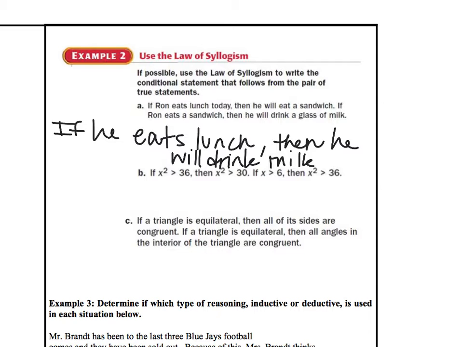This next one says, if x squared is greater than 36, then x squared is greater than 30. If x is greater than 6, then x squared is greater than 36. What do you guys notice is different about the ordering of this one? What's different about it? Alyssa? The first one is the same as the last one. Right. And so what we probably should do is rearrange it so that it's in the correct order. So we want to rearrange it so that it's if A, then B. If B, then C. So I'm taking this statement and putting it in the front.